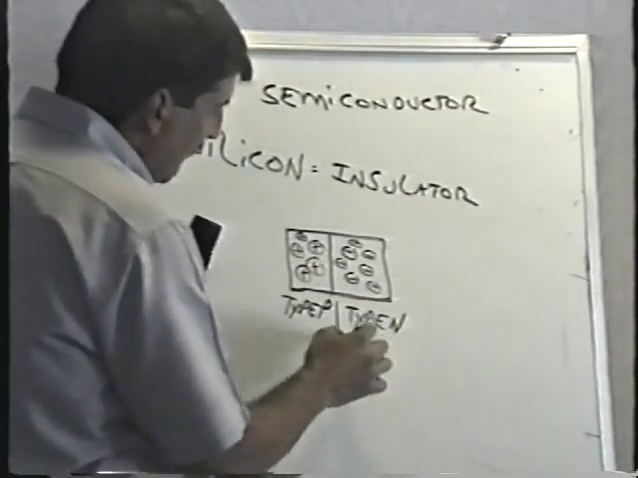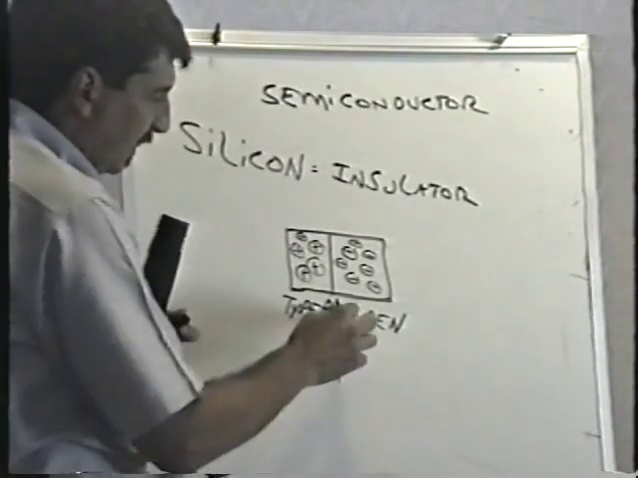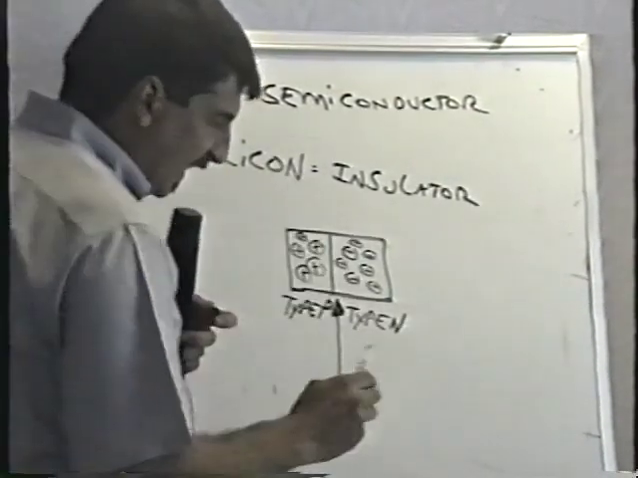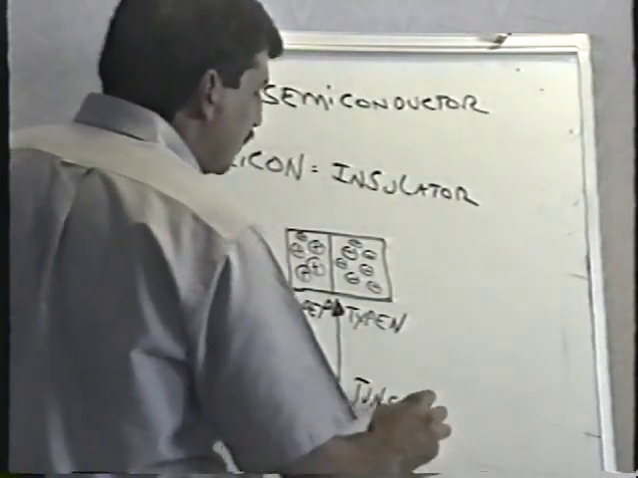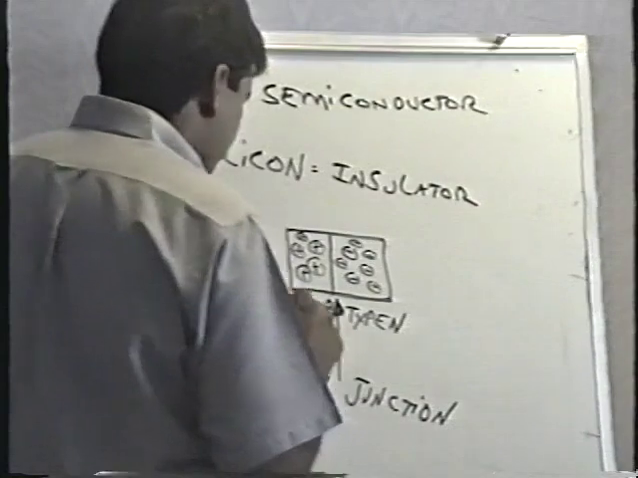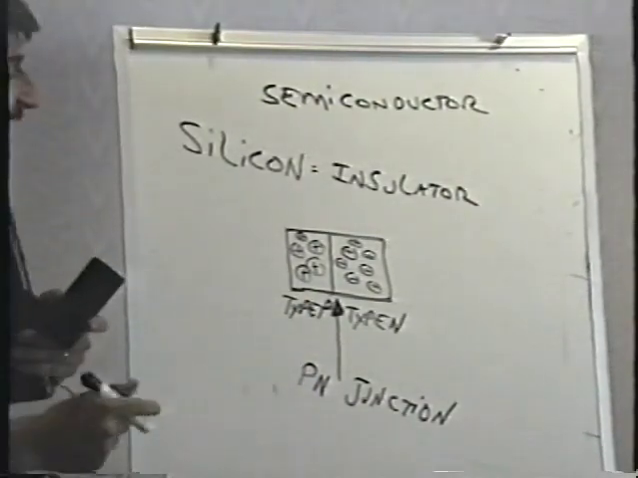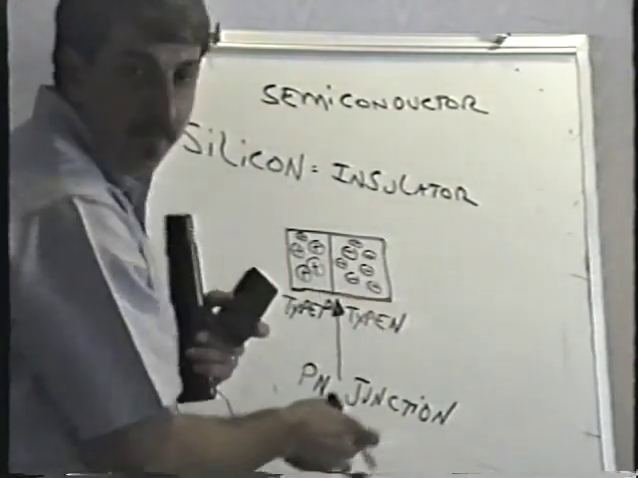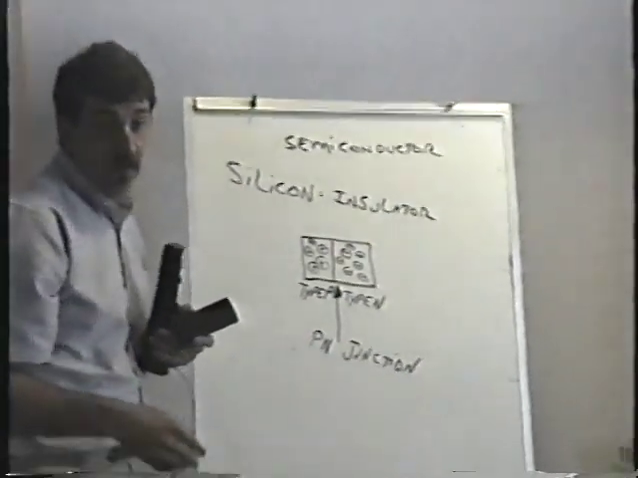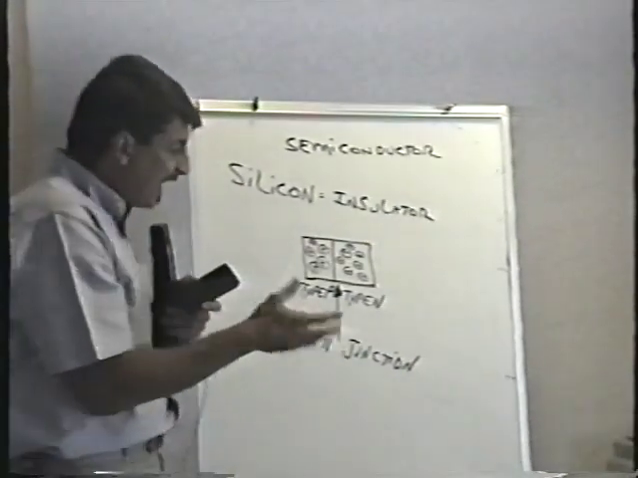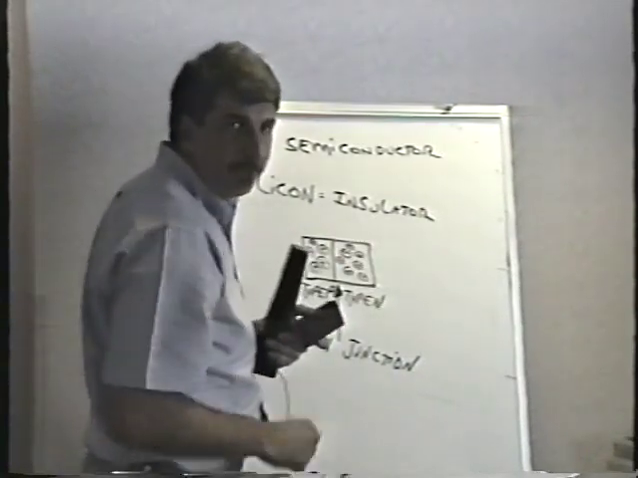Because right here, where the type N and the type P silicon meet, we have a really important thing that you just got to know about, and it's something called the PN junction. The PN junction acts like a barrier and keeps the type P separate from the type N. It's kind of like a little brick wall in there, although it isn't really anything at all. It's like a little barrier that keeps the type P separate from the type N.